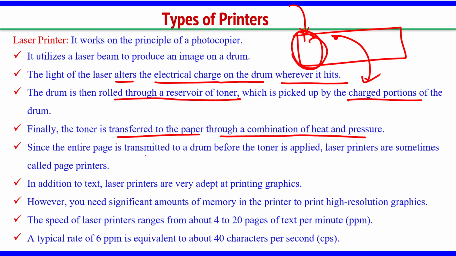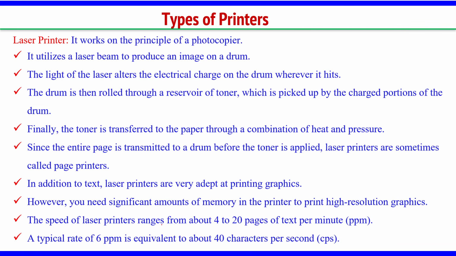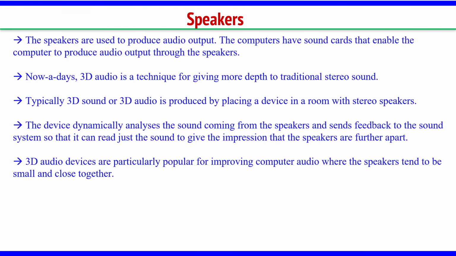Since the entire page is transmitted to a drum before the toner is applied, laser printers are sometimes called page printers. So for page wise printing, we use laser printers. The speed of laser printers ranges from 4 to 20 pages per minute. This is one of the fastest printers we have. Then the next output device is speakers. I think I did not explain this, but you know about speakers well.